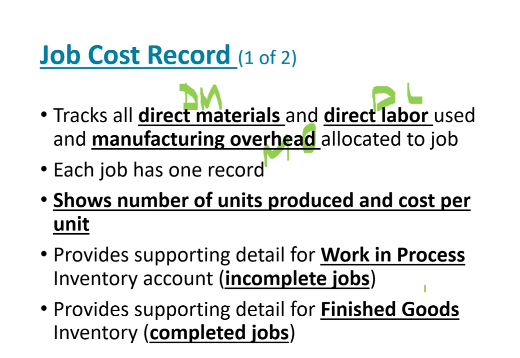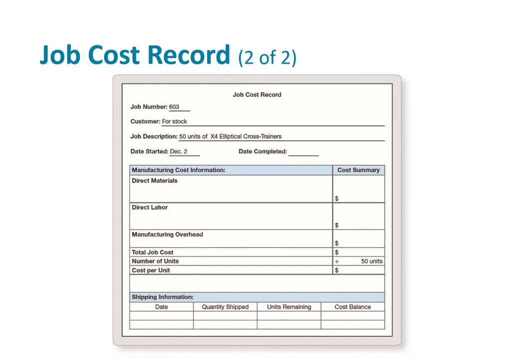This way we'll be able to keep track of the work in process, which are the incomplete jobs, and we'll be able to keep track of the finished goods, which will be the completed jobs. So we'll get this information from the job record. Now here's a job record. It gives the job number, which is 603. The description is we're going to do 50 units of these elliptical cross trainers. And here are our manufacturing costs again: direct material, direct labor, and manufacturing overhead. And again, the number of units.